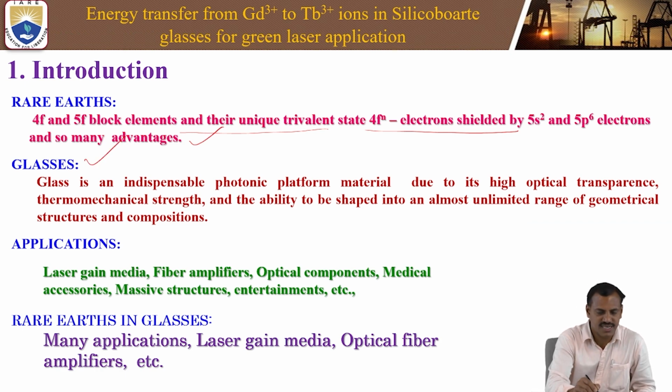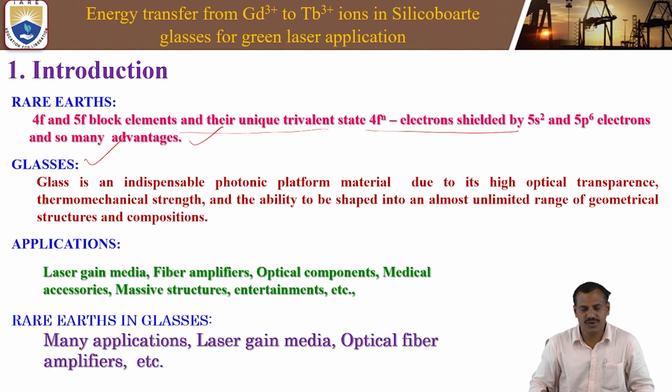So what is glass? Glass is an indispensable photonic platform material due to its high optical transparency, thermochemical strength, and ability to be shaped into an almost unlimited range of geometrical structures and compositions. These are the main important things about glasses.